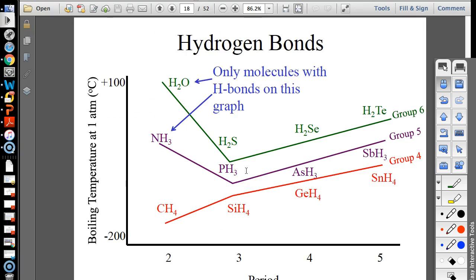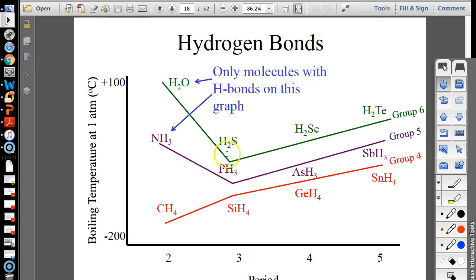All right, let's take this one color at a time. Green. These are group 16 elements: oxygen, sulfur, selenium, and tellurium. Do you see them? Now, water has a very high boiling point because of the hydrogen bonds.